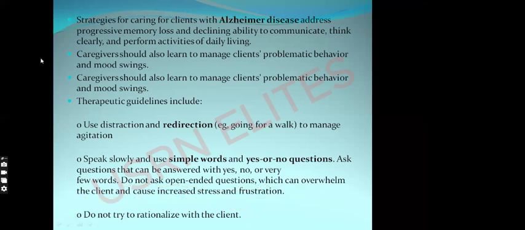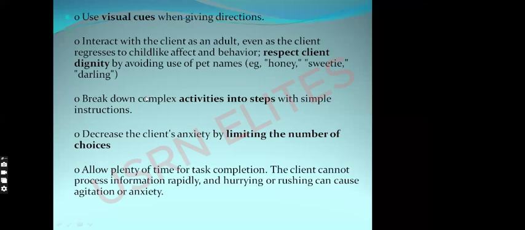Any question on this slide? Okay. Now, I think we have continuation of it.